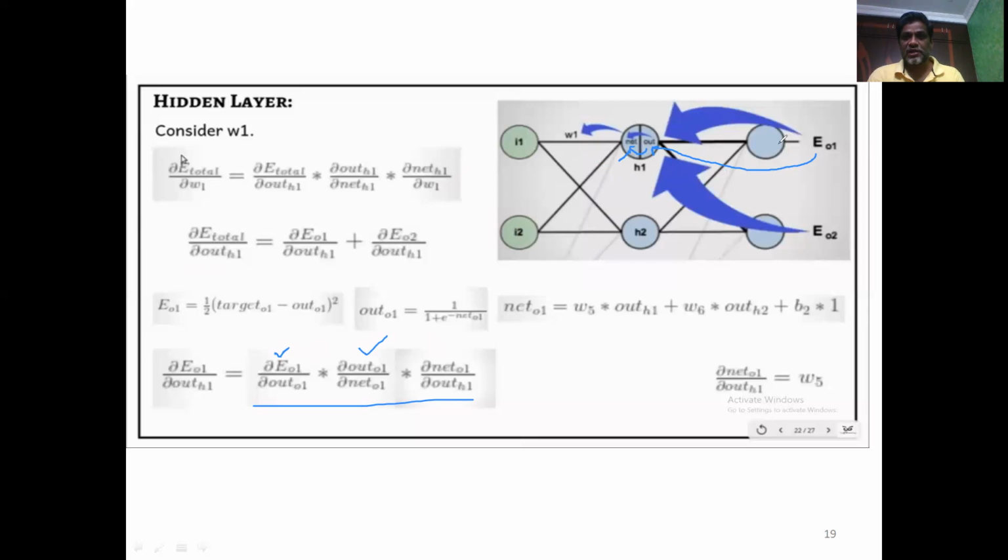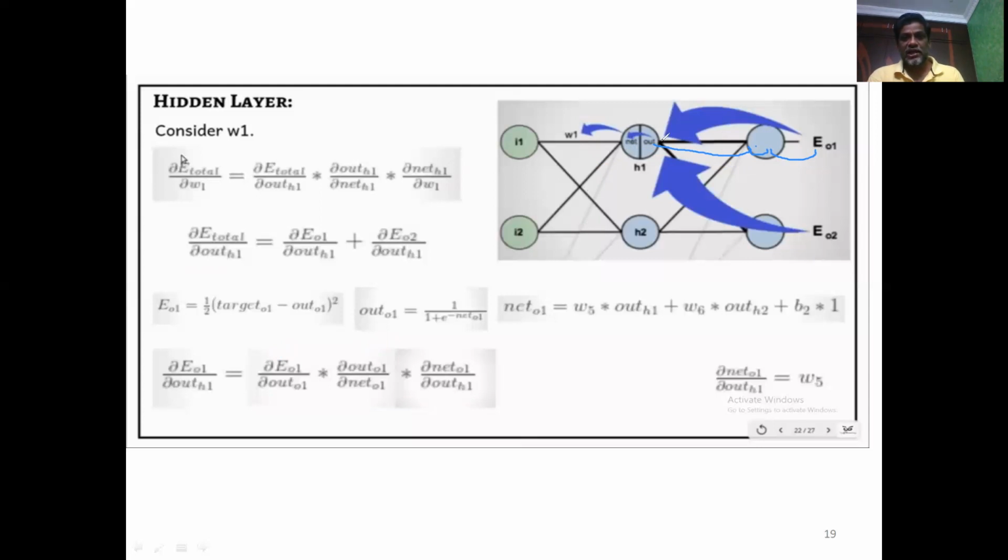Sorry, actually here it is. Let me clear this. I have not given it properly. ∂EO1/∂outO1, and then ∂outO1/∂netO1, and this ∂netO1 to ∂outH1 from here to here. Error term O1 is corresponding to this only. Okay, so this is what we are calculating using the formula.